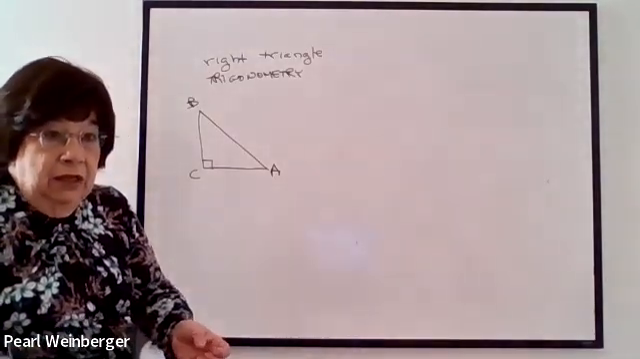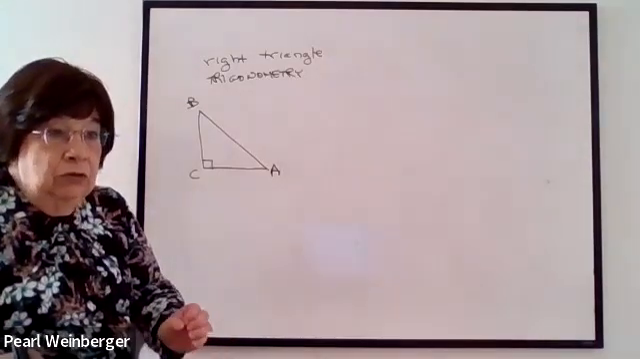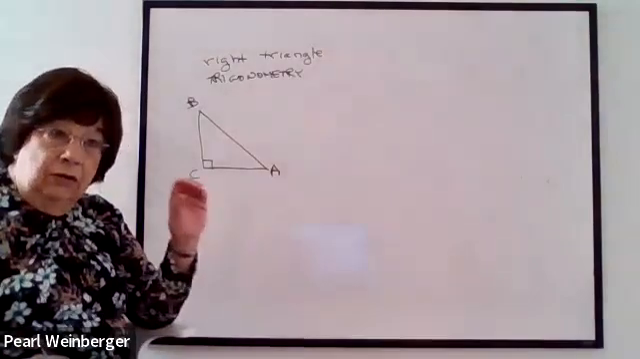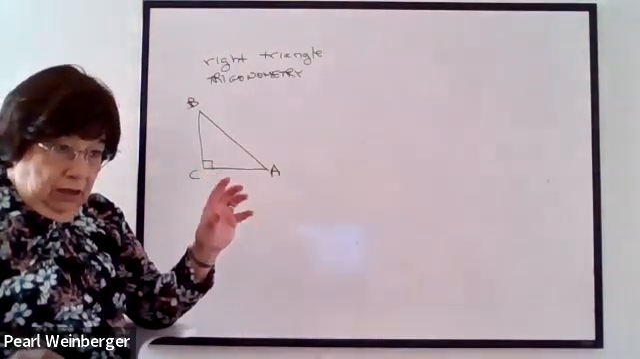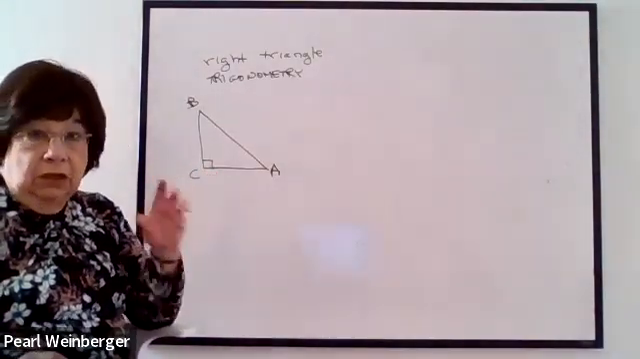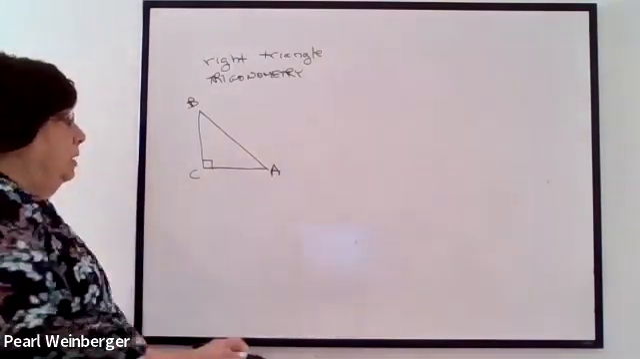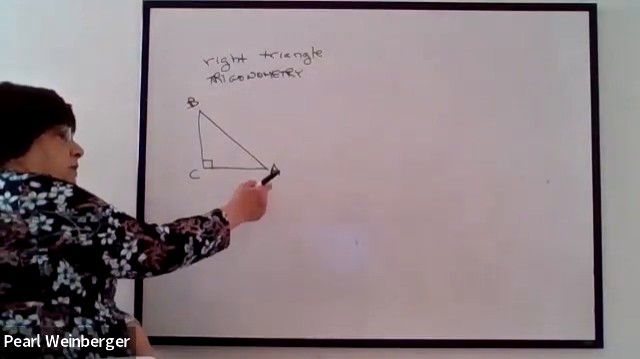So for the sides, we use lowercase letters. So when you see a lowercase letter, you know it's going to indicate a side. When you see a capital letter, you know it's going to indicate an angle. And it's done very specifically.